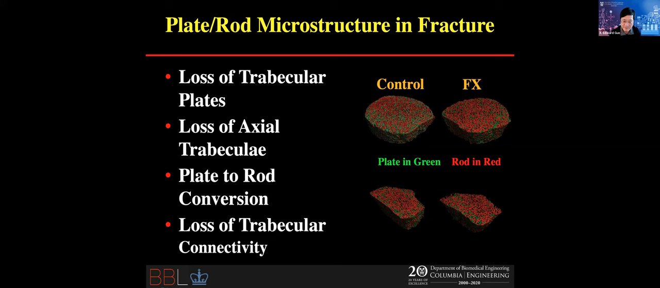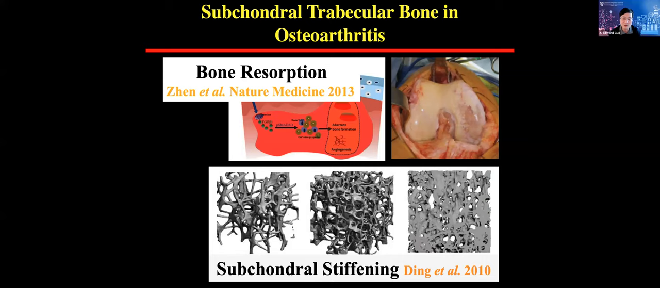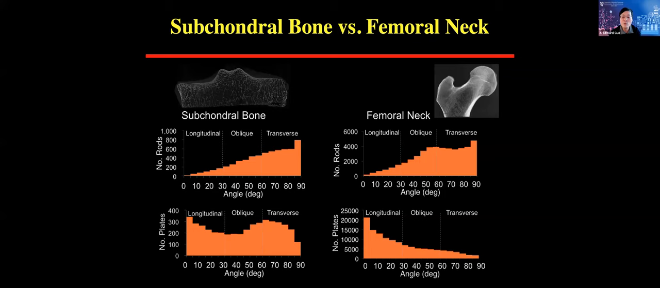So let me go to the other issues we're working on in the lab. That's actually what we've mostly worked on in the past eight years, osteoarthritis. As I mentioned, recent biological studies show, for example, in ACL tear, those patients will have early osteoarthritis, and the first thing that happens is bone resorption. How the bone resorption initially leads eventually to a lot of bone change in there is not understood, right? And so we began to apply our technique to the subchondral bone, meaning the bone underneath the cartilage, right?